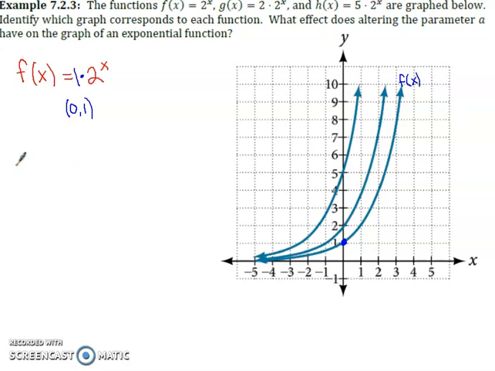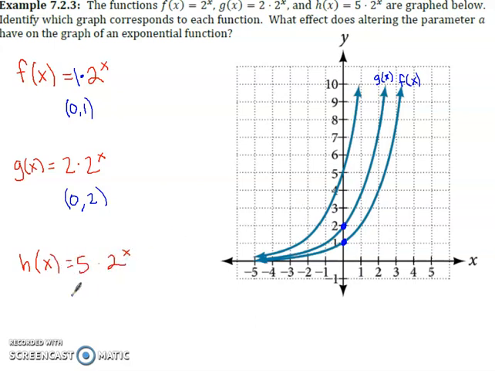My g of x function has a multiplier of 2, which means that I'm going to have a vertical intercept at (0, 2). So between those next two graphs, I only have one graph with an intercept of 2 for y, which means that that middle graph is going to be my g of x, which leaves my third graph to be h of x, but let's go ahead and check.